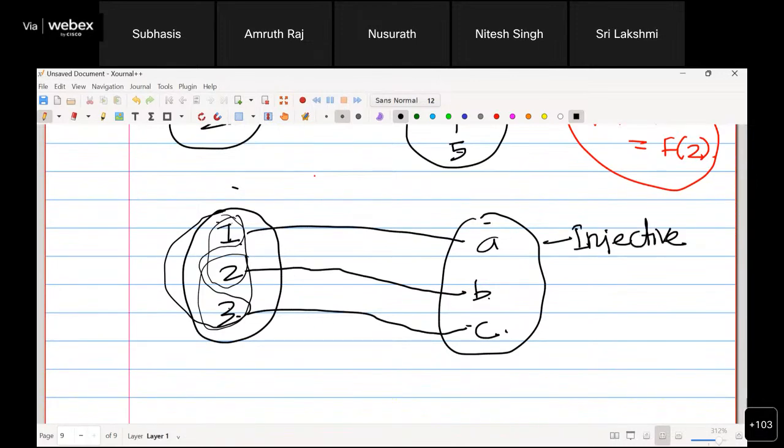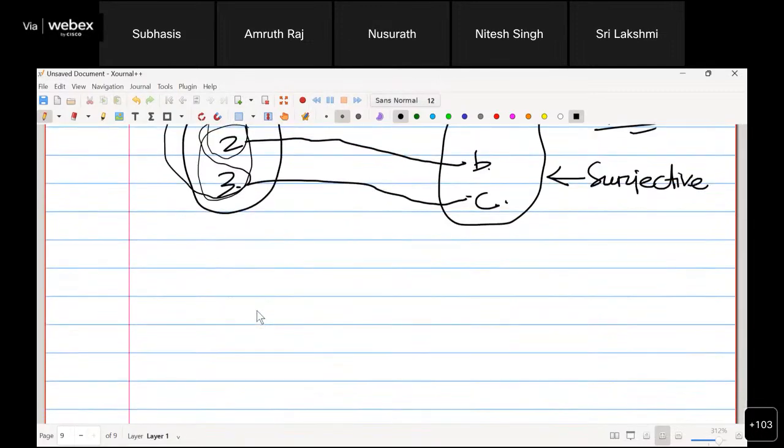As range and codomain are equal, we can call it surjective also, no, sir? Yes, this is a surjective function as well. And every injective will be a surjective also? No. I'll come to that. Just give me a minute.